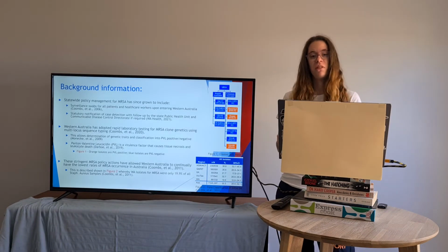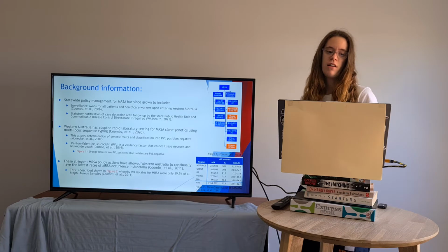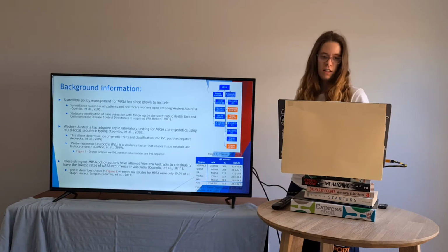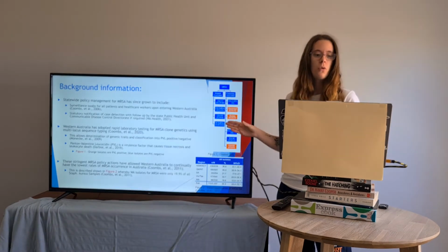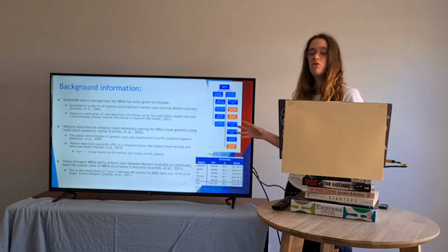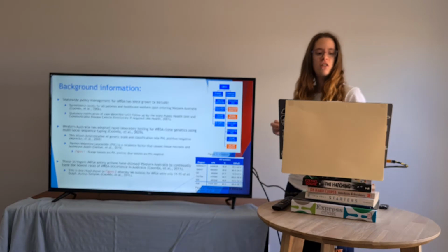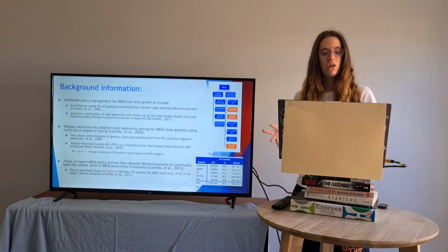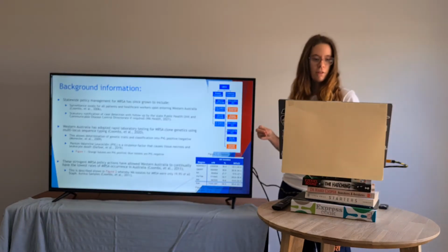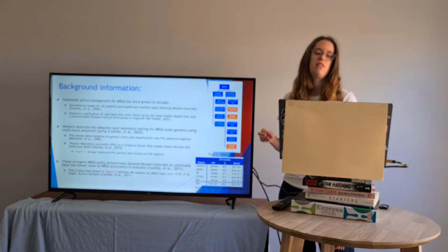Statewide policy management for MRSA in Western Australia has now grown to currently include surveillance swabs for all patients and healthcare workers before entering Western Australia, myself included, and statutory notification of case detection, with follow-up by the relevant public health units and communicable disease centre.